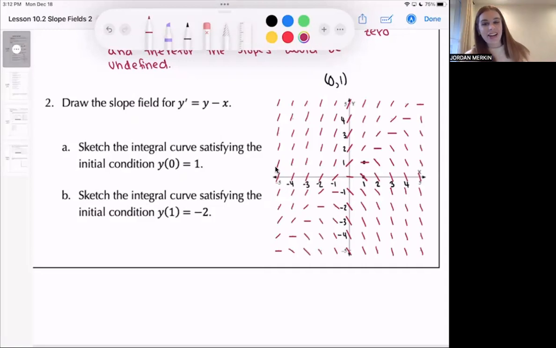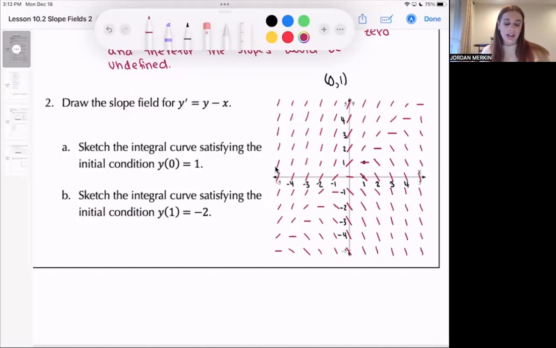Okay. All right, now that I have my slope field, I'm going to go ahead and show you how to sketch the actual solution curve given an initial condition. So be careful here. If you ever have to draw in a solution curve, it needs to go from edge to edge on your graph, and I'll show you what I mean by that.